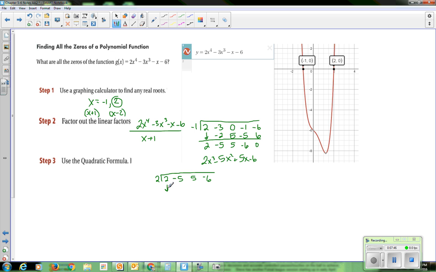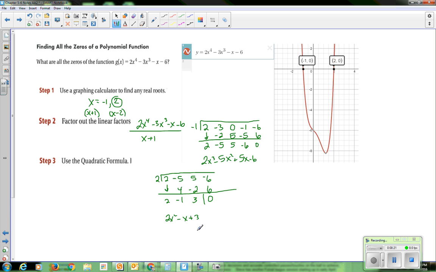So the first thing I'm going to do is drop down that 2. 2 times 2 is 4. Negative 5 plus 4 is negative 1. 2 times negative 1 is negative 2. 5 plus negative 2 is 3. 2 times 3 is 6. Negative 6 plus 6 is 0. So I've factored out an x plus 1, I factored out an x minus 2, and we're left with 2x squared minus x plus 3.